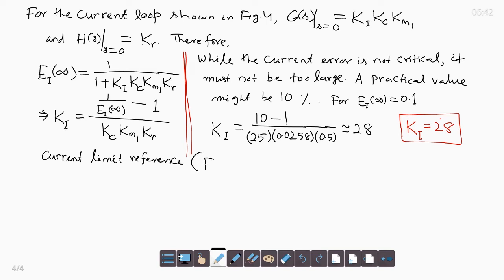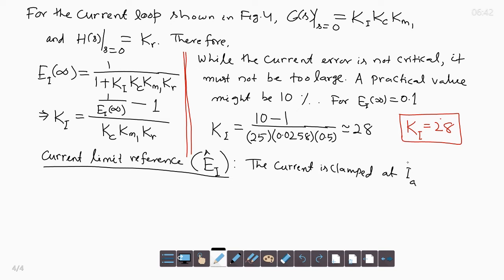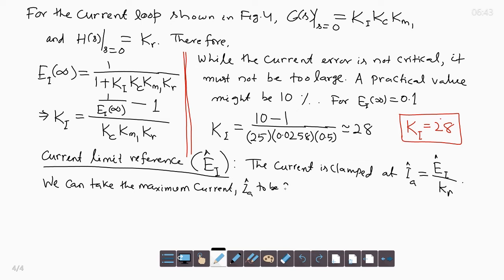That is EI, the current error, the limit value EI infinity. The current is clamped at IA hat, given by EI hat divided by KR. This is derived earlier, the current clamping value IA hat. We can take the maximum current, that is IA hat, to be 25 ampere, as rated armature current IA is nearly equal to 17 ampere. So we can take maximum current to be 25 ampere permissible current.